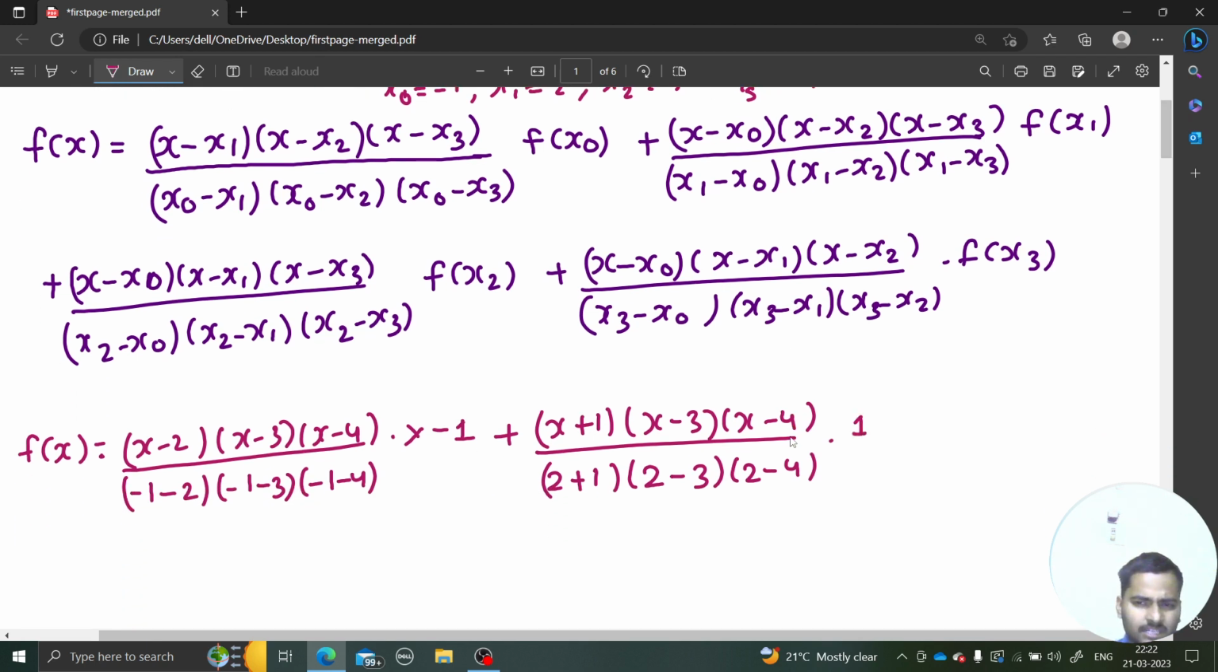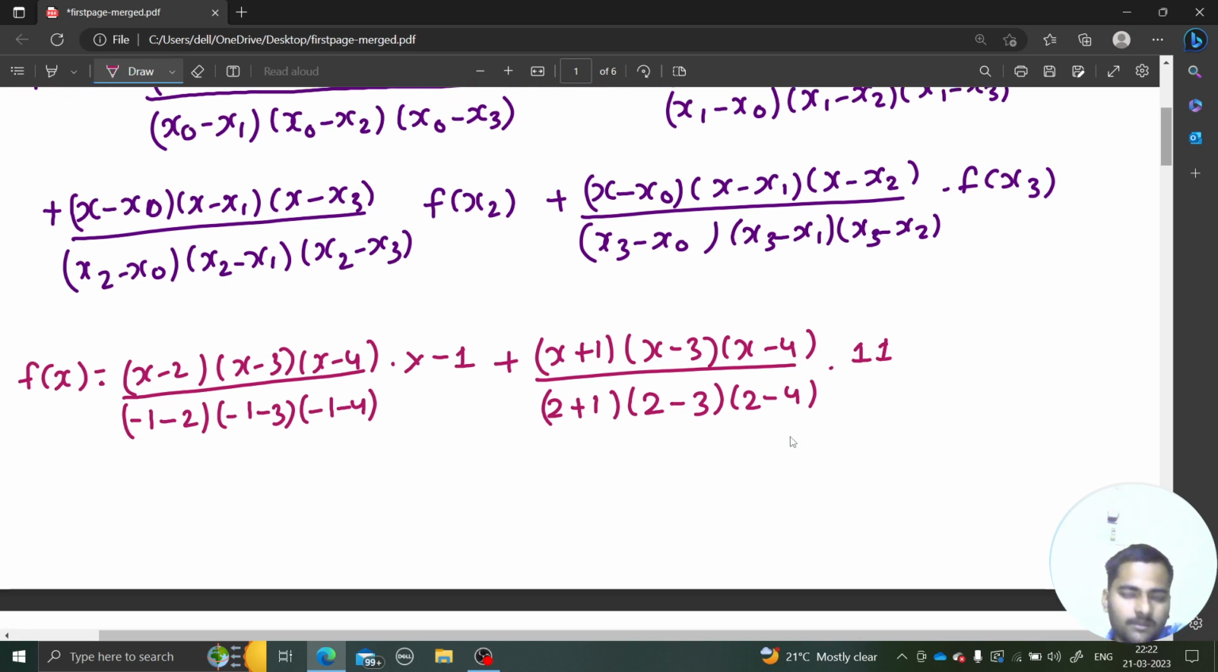I am taking a bit more time just to explain it. Otherwise, you would have neglected that blue step altogether and arrived directly at this pink step. But let's do this just for the sake of revision. So next will be x minus x naught, so x plus 1, x minus x1. So x1 is 2.